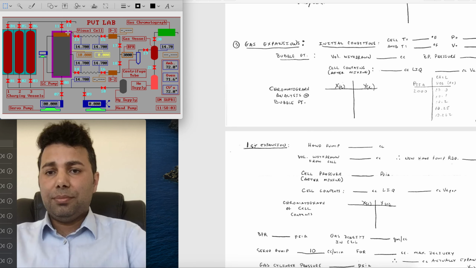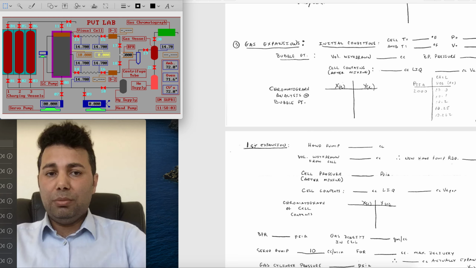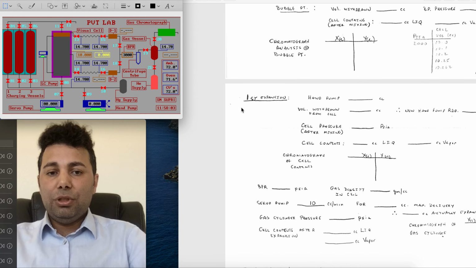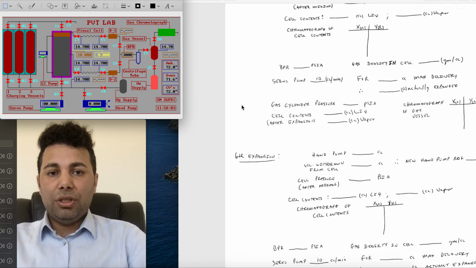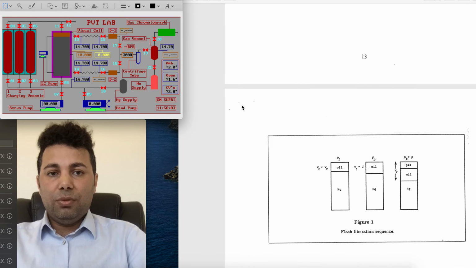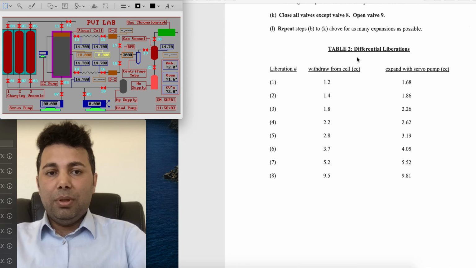But again, as you remember, all these tests will start at the bubble point pressure. So we set the back pressure regulator to the bubble point pressure, and then we are going to drop the pressure in the visual cell, following the table instruction given. For our 8 expansions, there is a table given for this differential vaporization test.